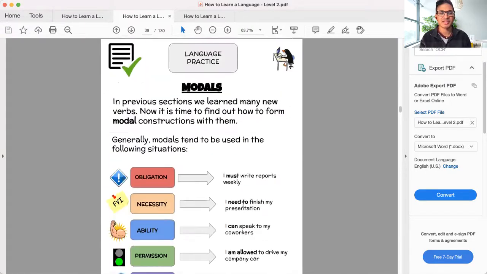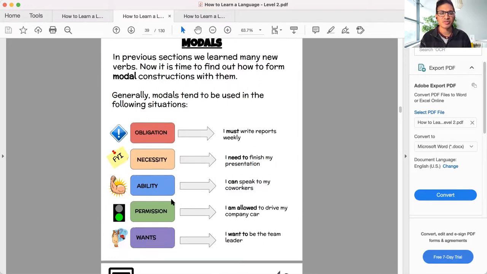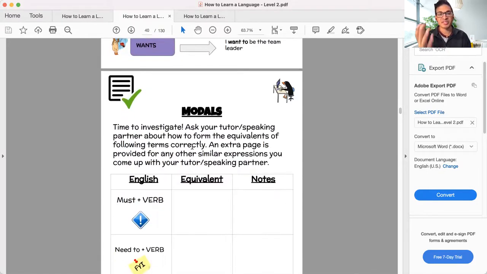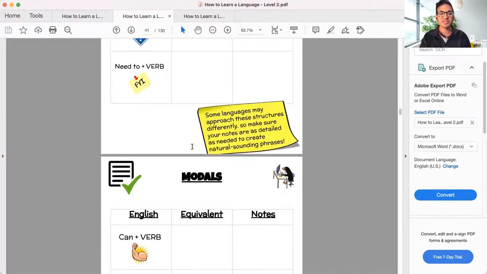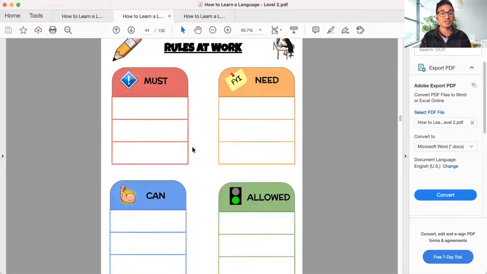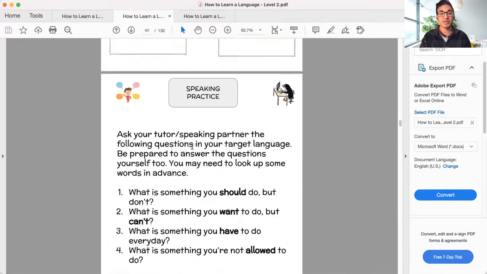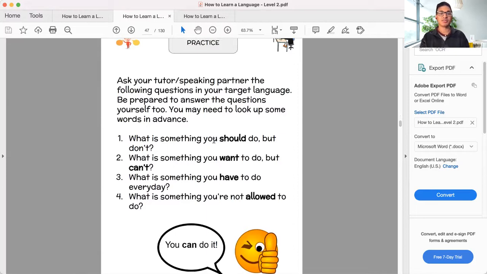Yes, I just realized that "should" is not one of the modals that I told you to learn. Okay, I'm going to fix that. By the time anyone has this workbook, it'll be fixed. So "should" is another modal that you can choose to learn, and I'll make sure that's adjusted. So what is something you should do but don't? I might just take that question out to make things simple.